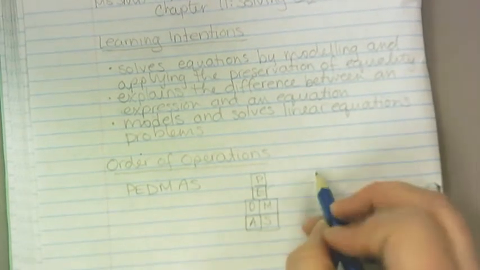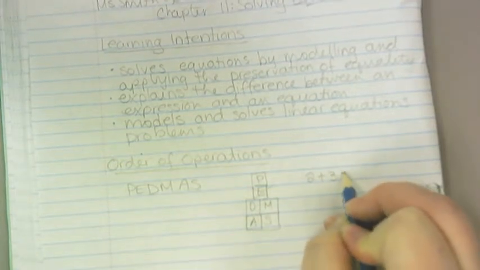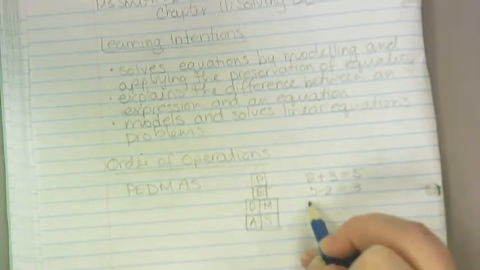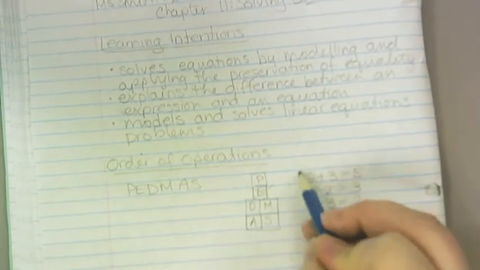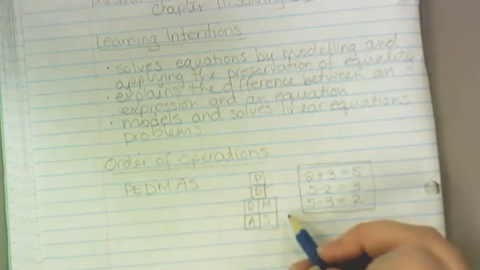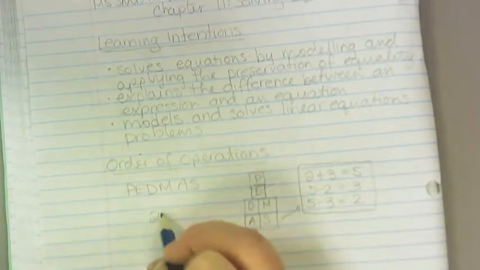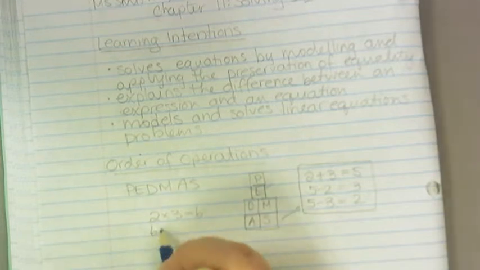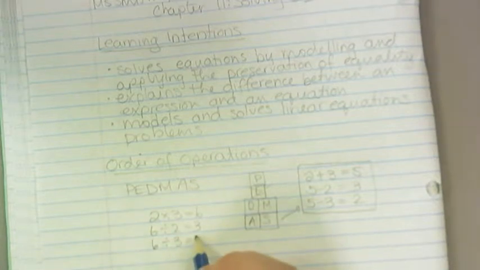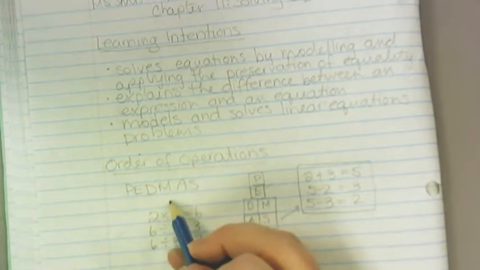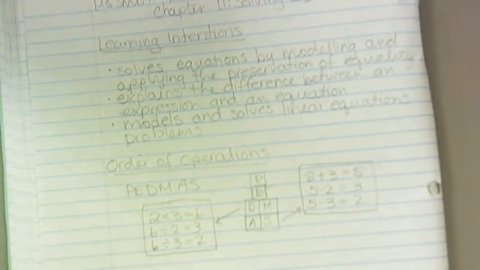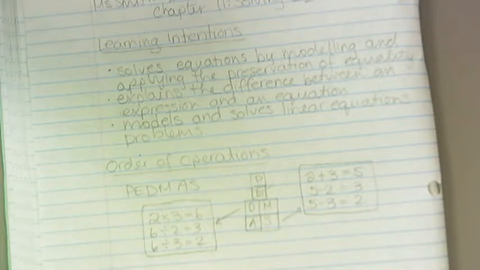So I can do, for example, 2 plus 3 equals 5, and 5 minus 2 equals 3, 5 minus 3 equals 2. Same numbers, same concept, different ways of writing it. I can do 2 times 3 equals 6, 6 divided by 2 equals 3, 6 divided by 3 equals 2. Same numbers, same concept, different ways of applying it. So remembering this is going to be really important when you're solving equations.